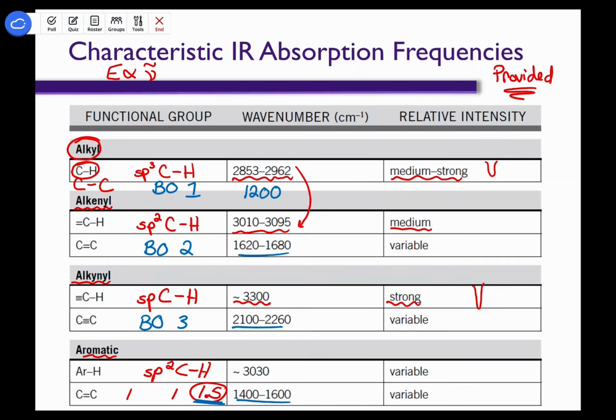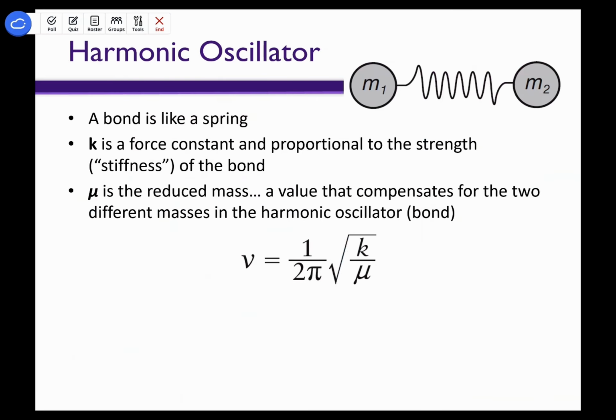So we've seen some patterns here. Here we saw bond order changing the type of energy, as well as hybridization of the carbon changing the energy of the IR light that's absorbed. So now let's go into the theory of why this pattern exists. Once we understand it, then we can predict it and do useful stuff with it.